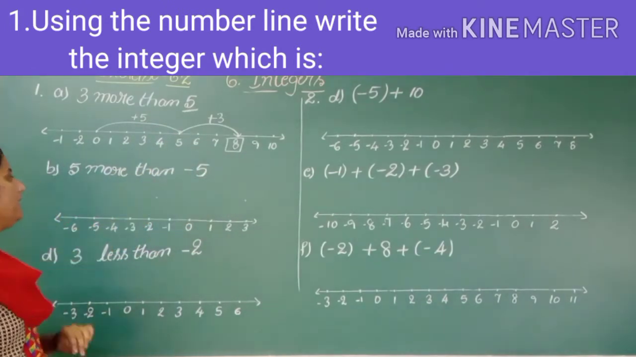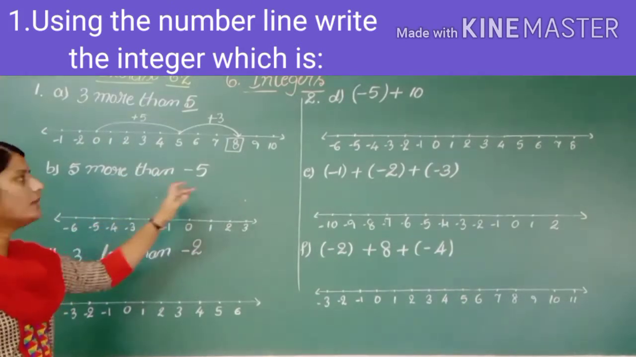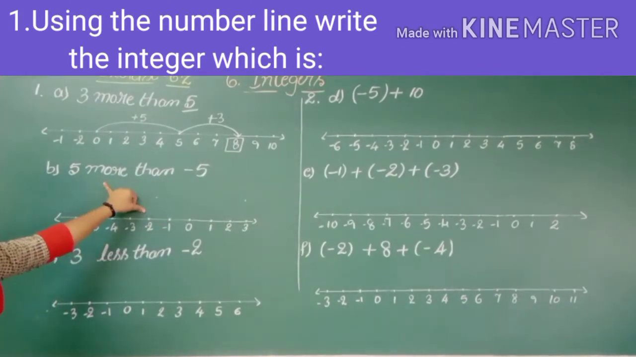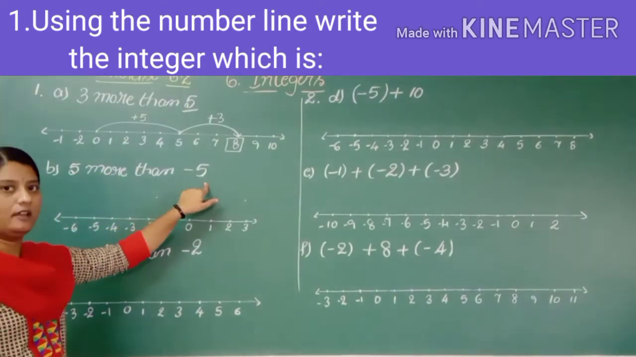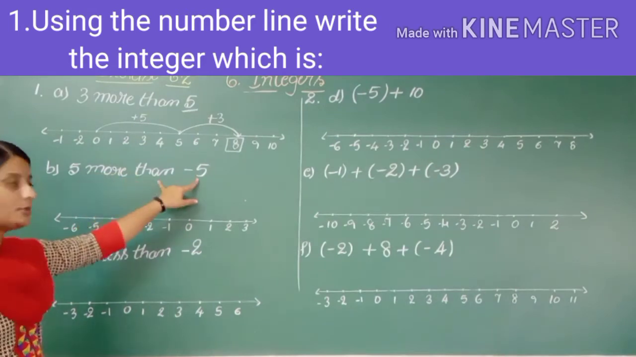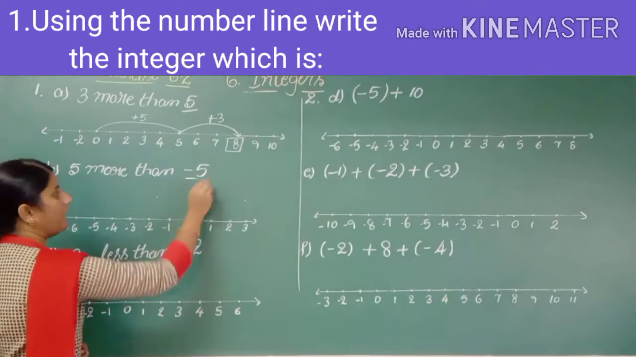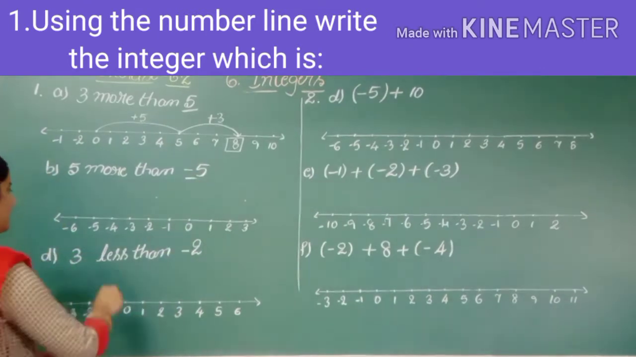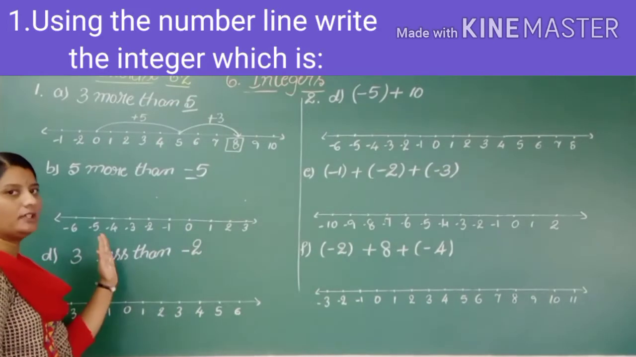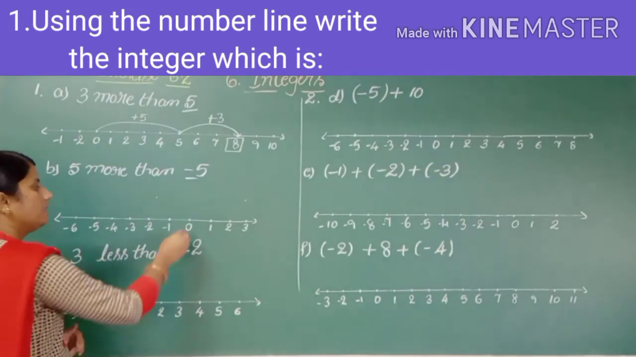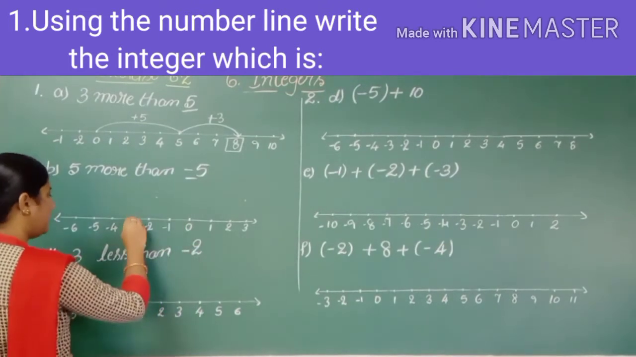The next question, 5 more than minus 5. In the previous class we have learned that 5 and minus 5 are additive inverses of each other, right? Because the sum of these two integers is 0. First mark the minus 5 on a number line. Minus 5 is a negative integer. It comes to the left of the 0, right? From 0 we have to move 5 steps. Here 1, 2, 3, 4, 5.